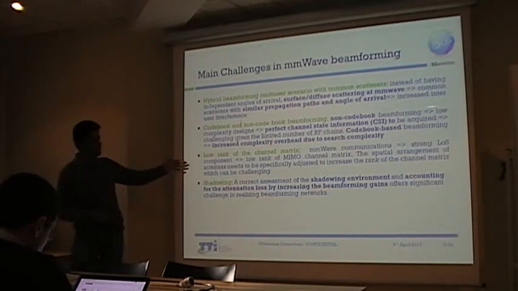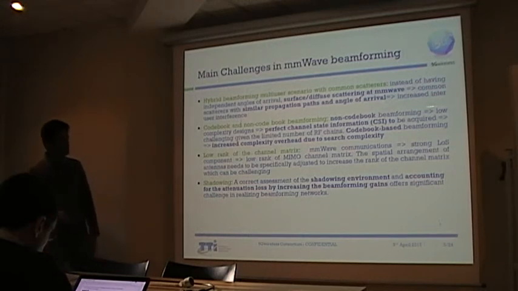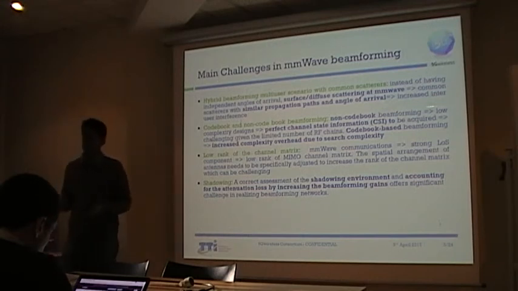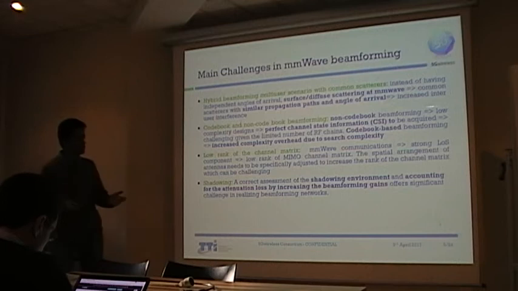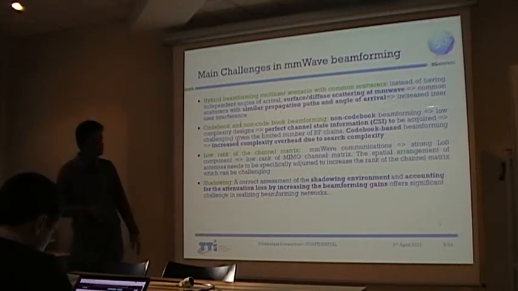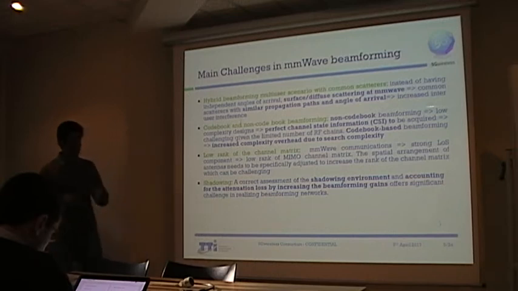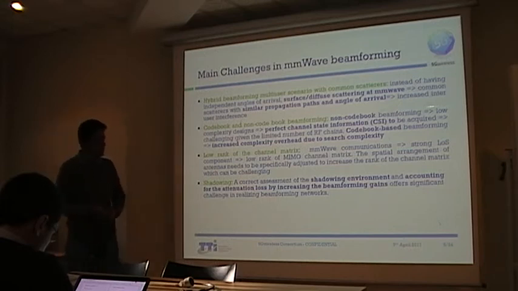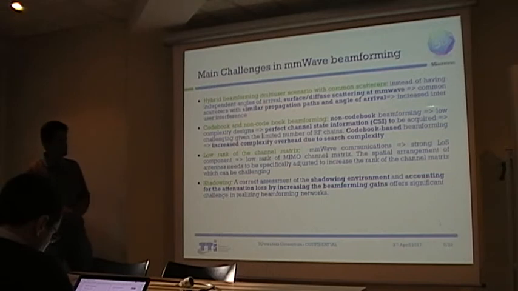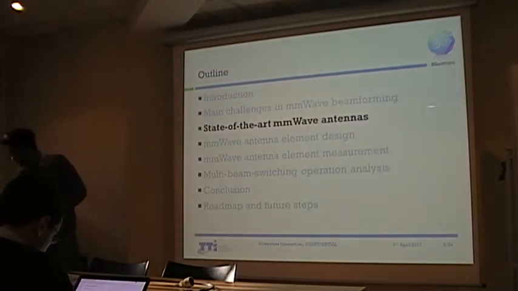Then the other challenge is the low rank of the channel matrix. Millimeter wave communications have a strong line of sight component, as most of my colleagues here have discussed already. They work on the line of sight component as well. So that generally gives a low rank of the channel matrix. So the spacing of antenna elements needs to be specifically adjusted so that it increases the rank of the channel matrix, which can be challenging at times. And then the shadowing. Assessing the shadowing environment and accounting for the attenuation loss by increasing the beamforming gains is a challenge by itself when you consider shadowing.